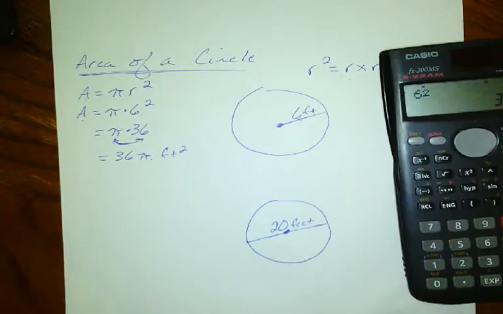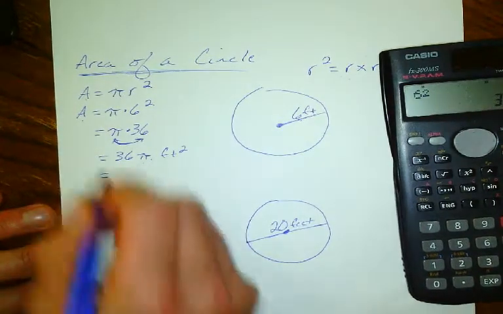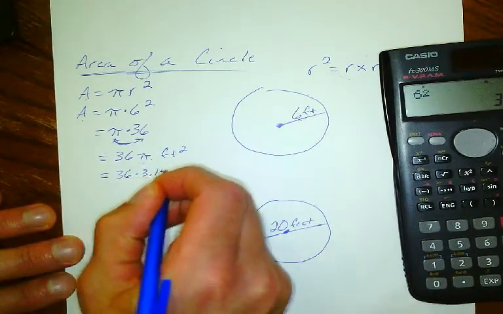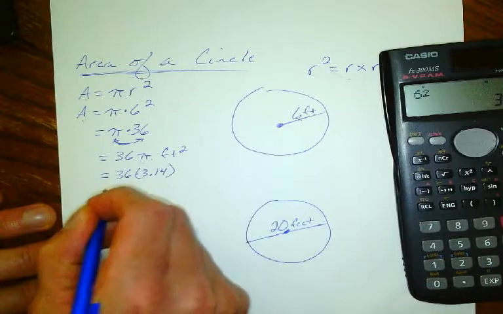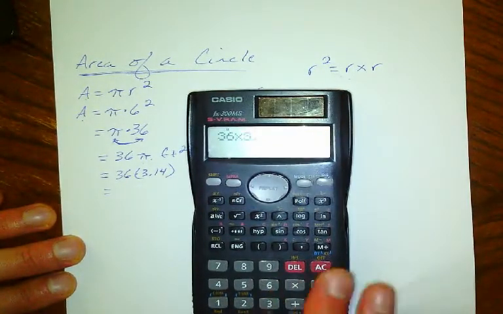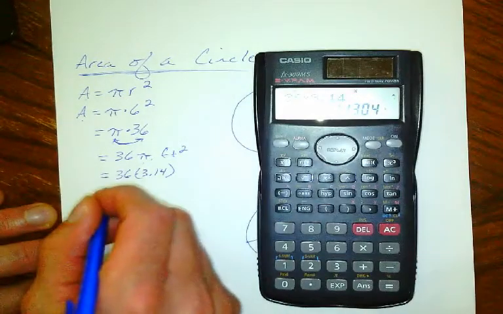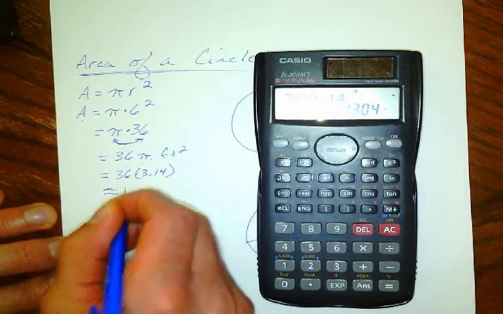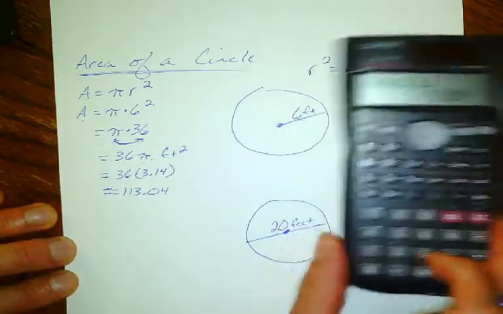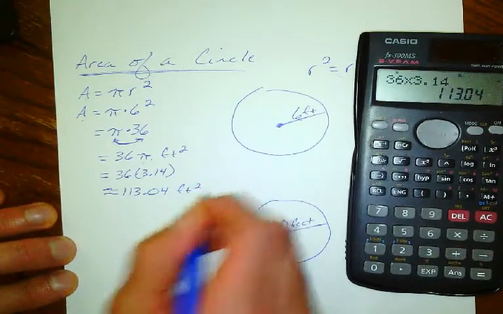However, in 7th grade what we're going to do is we're going to use 3.14 for pi. So we're going to do 36 times 3.14. And what's that give us? That gives us an area of 113 and 4/100ths. Don't forget your units. And since it's area, it's always square units, so I put feet squared.